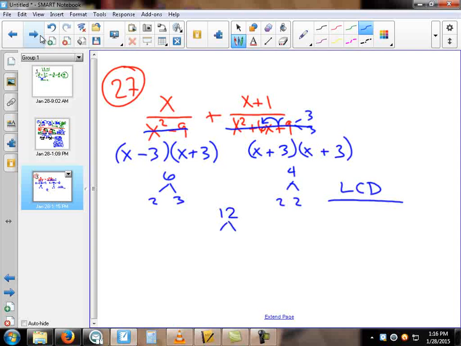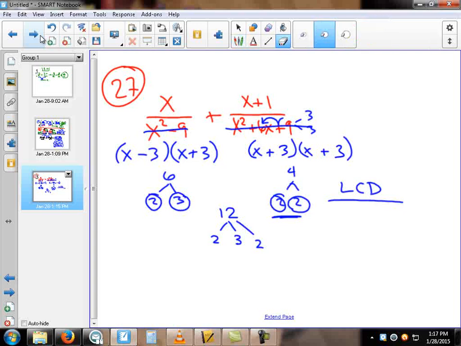Well, let's talk about what's in the 12. There's a 2, which represents that. There's a 3, which represents that. And I need another 2. If you look at 12, 2 times 3 is 6, times 2 is 12. I couldn't double count here. That's where a lot of people end up with an issue. They try to double count one of the parentheses.